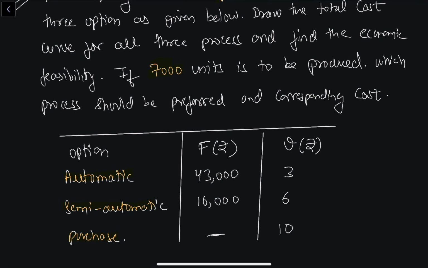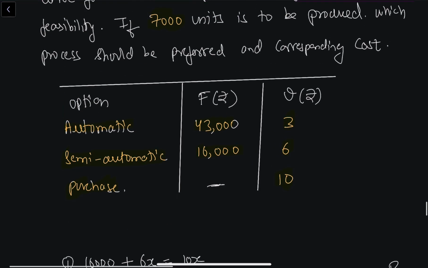With the automatic machine, they have a higher fixed cost, but the variable cost is way less. If you buy a semi-automatic machine, the fixed cost is less, but your variable cost increases. But if you purchase, you don't have to go for fixed cost, because you're not making it. You are simply buying; each unit costs 10 rupees. Now for 7,000 units, which process should you follow? Because again, as an industrial engineer, it is your job to minimize the cost, right?